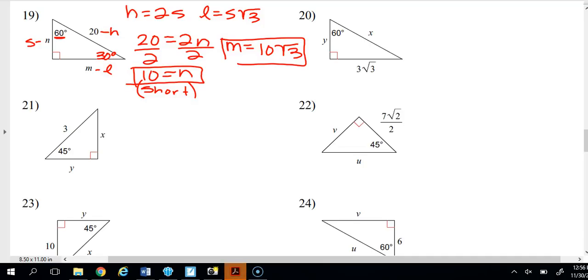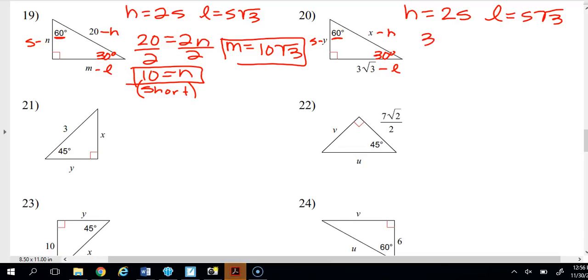Number 20, again, we need to look at this and determine what kind of triangle it is. We have a 60-degree angle here, so we know this one's 30. So the side opposite the 30 is the short leg. The side opposite the 60 is the long leg, and the side opposite the right angle is the hypotenuse. So again, we got our two formulas. H equals 2 times the short leg, and the long leg is equal to the short leg times the square root of 3. So we have the long leg this time, so we're going to use that formula.